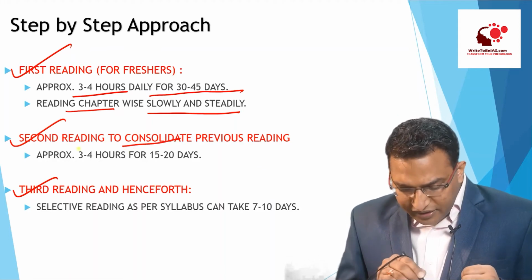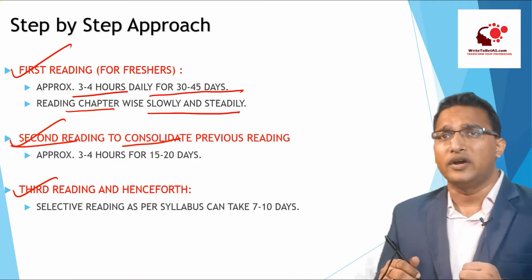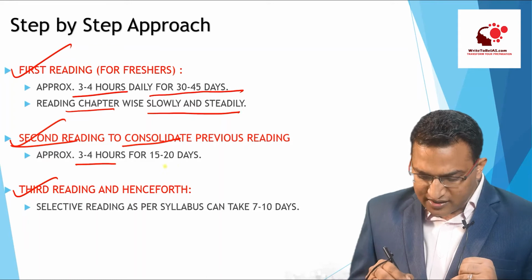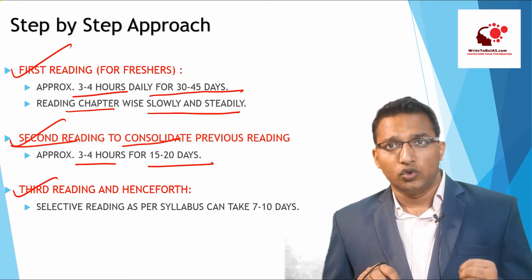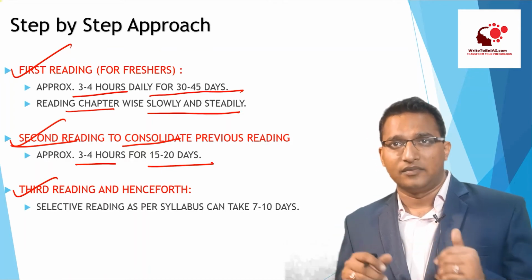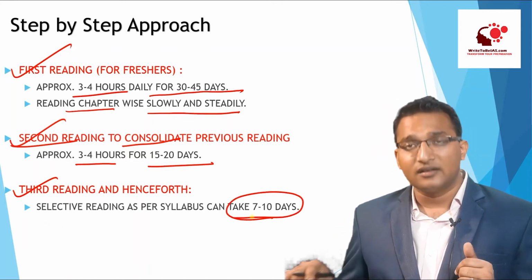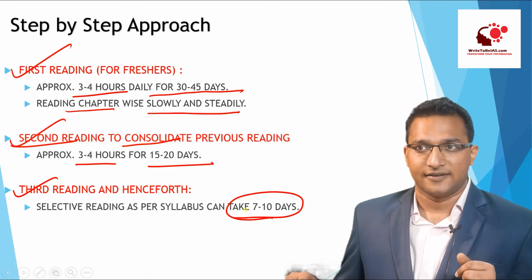Then in the second reading, you should consolidate the material that you have already read in the first reading. Here you can spend approximately 3 to 4 hours daily for 15 to 20 days, so you should give 50% of the time to the second reading. In the third reading, you can spend between 7 to 10 days if you are taking 3 to 4 hours on a daily basis.